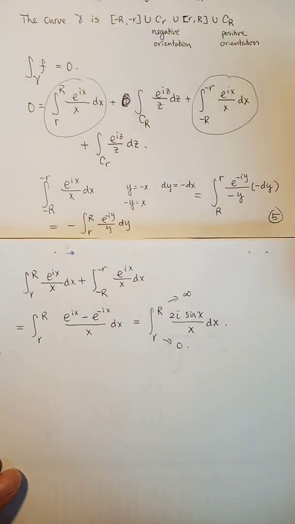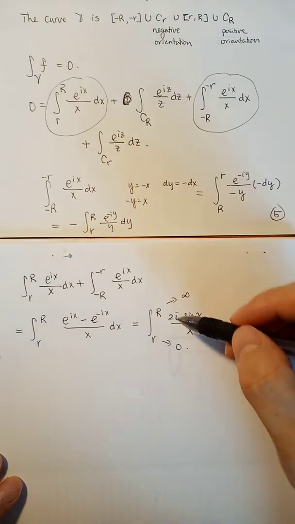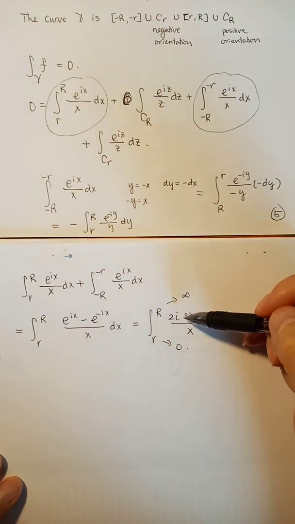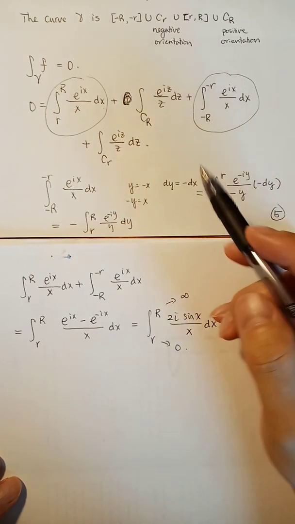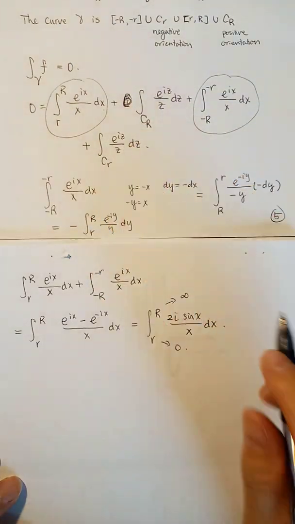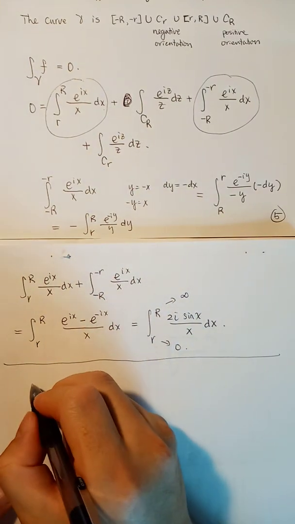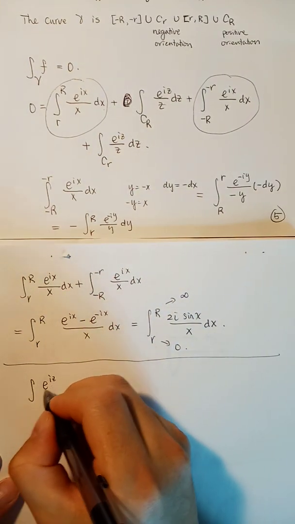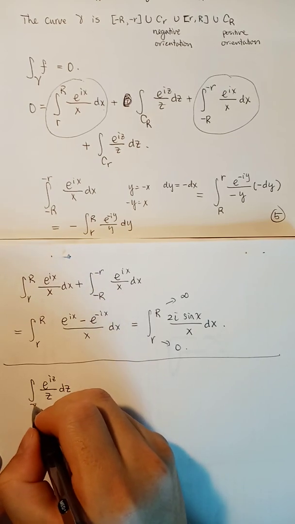Now let's check how we evaluate. Well, we still have a long process. The first and the third will contribute the original integral, sine x over x integral from 0 to infinity, with the coefficient 2i. And let's study the second and the fourth. So keep this in mind. It's the integral of e to iz over z dz along C capital R.